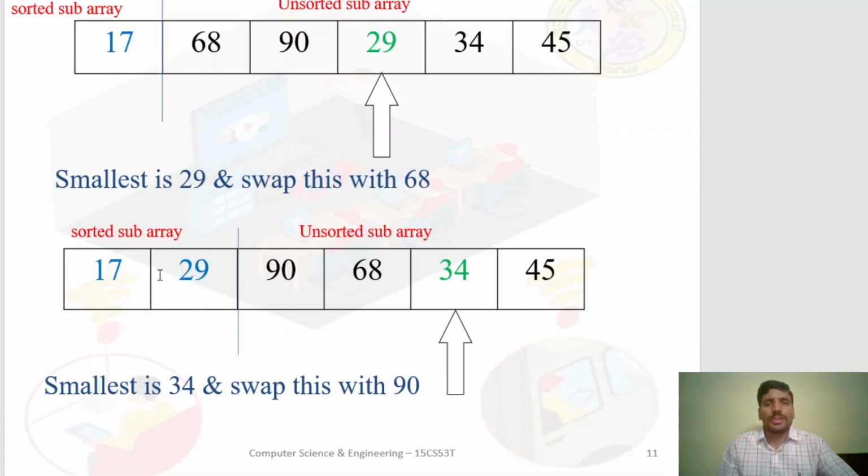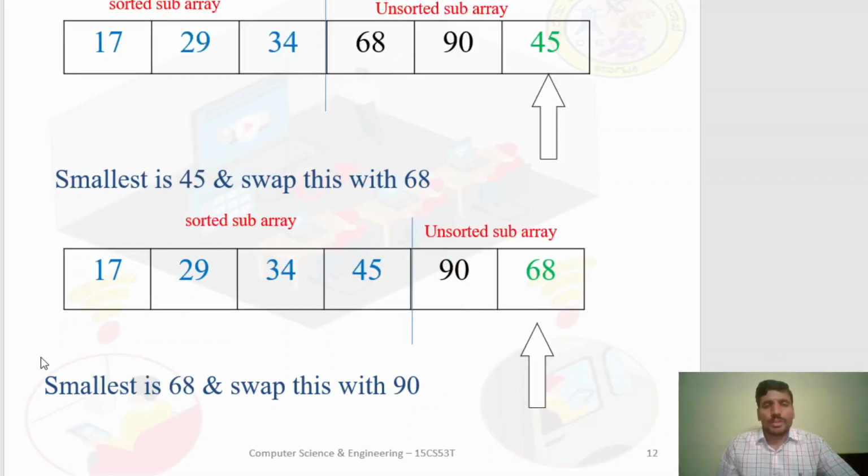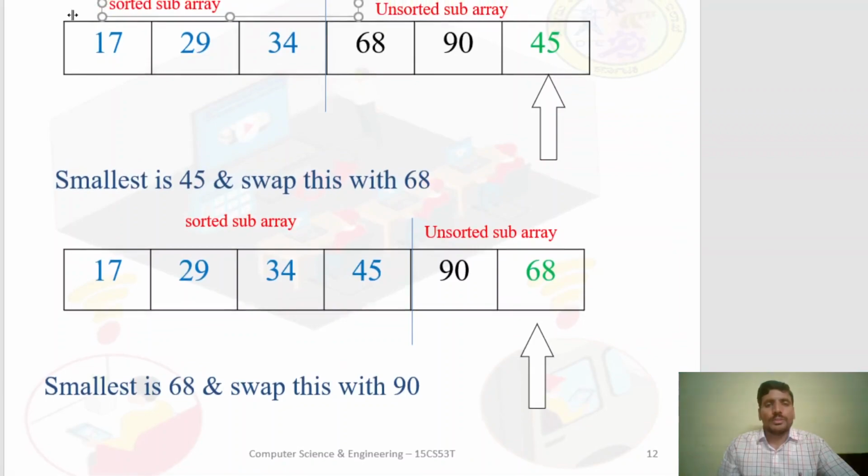So now the sorted subarray is 17 and 29, and once again scan the unsorted array elements. So here, 34 is the smallest value or element. So you swap this 34 with the value 90, right? Then the two subparts will be like this: the sorted subarray and the unsorted subarray.